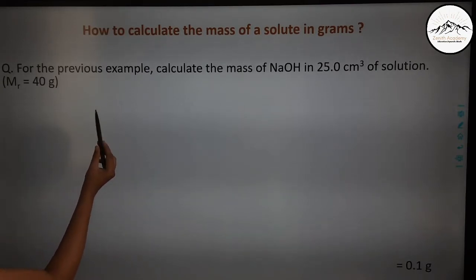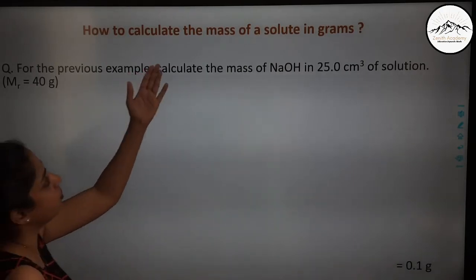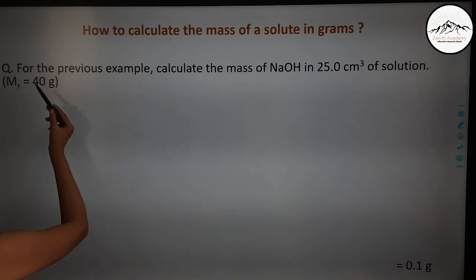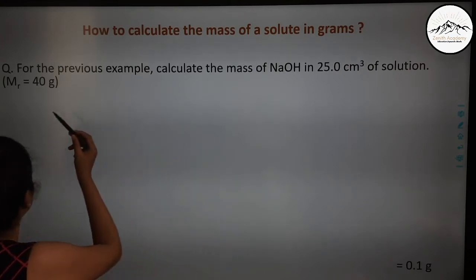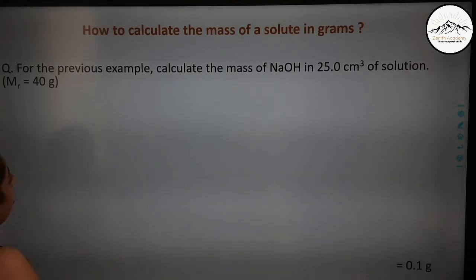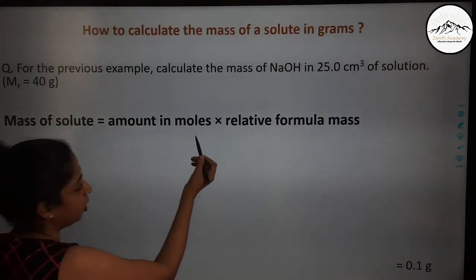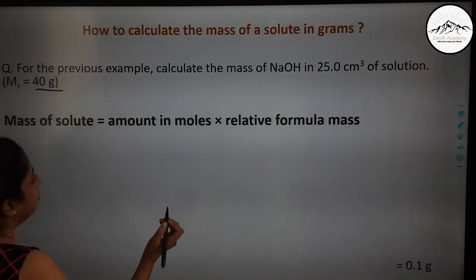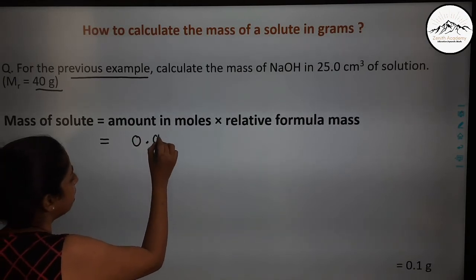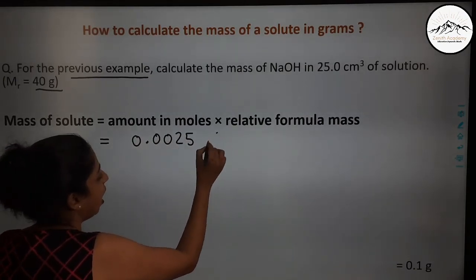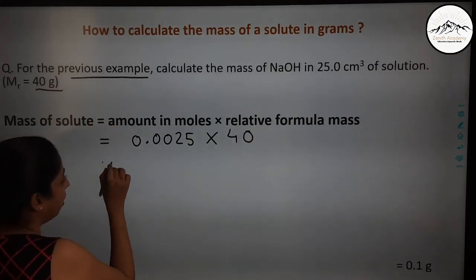Now here you are told to calculate the mass of the solute in grams. So we are doing this type of question where we calculate the mass of solute in grams. So the question is, for the previous example, calculate the mass of NaOH in 25 centimeter cube of solution, and the relative molecular mass of NaOH is given as 40 gram. So we know mass of solute is amount in moles into relative formula mass. So from the previous example, we know that amount in moles is 0.0025 and the relative formula mass is given in the question, which is 40. So we have to multiply this.